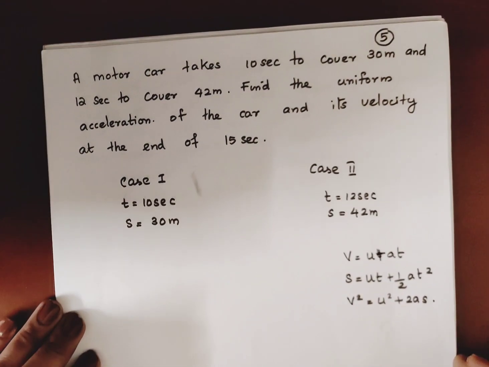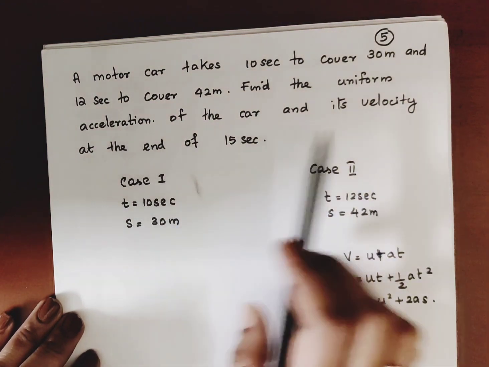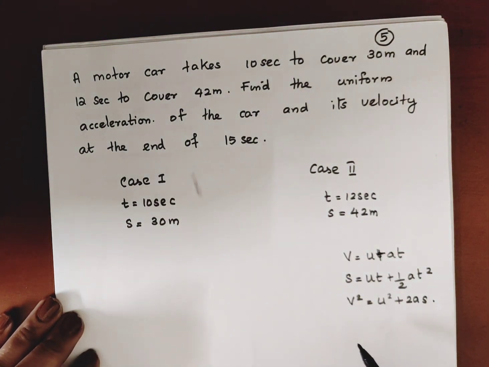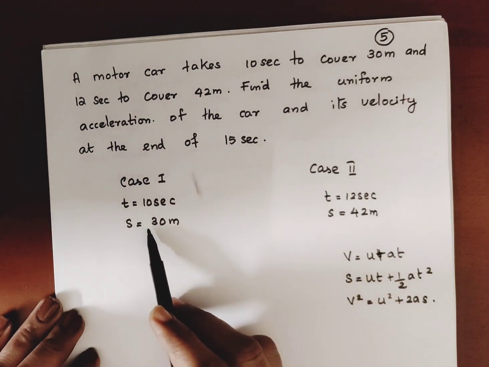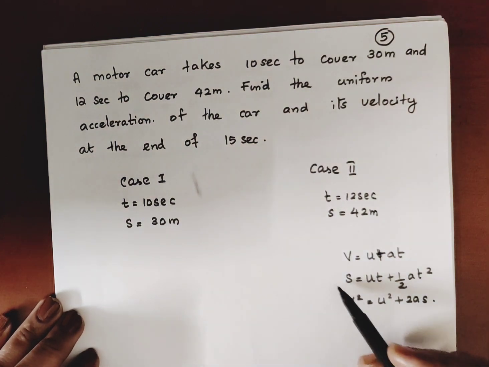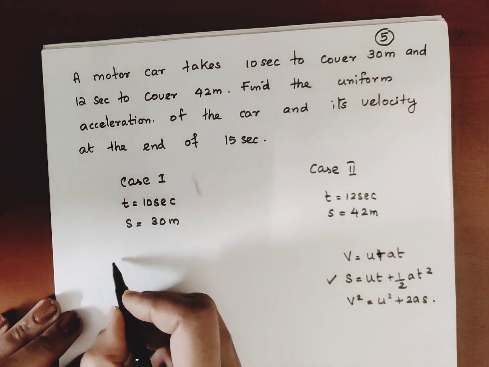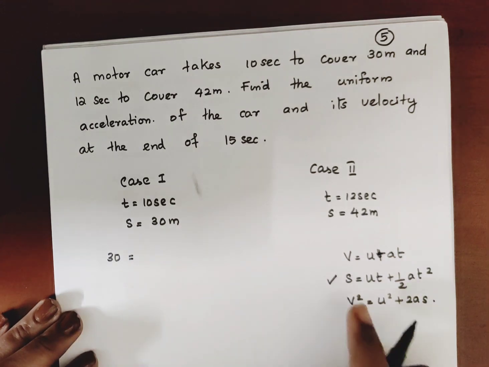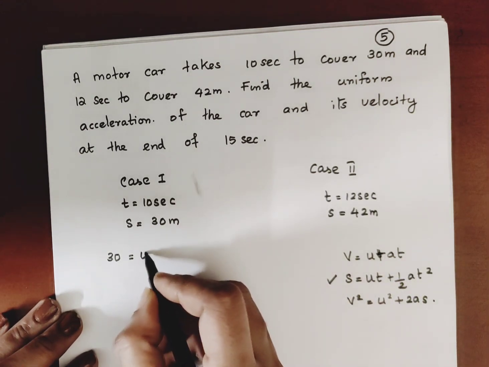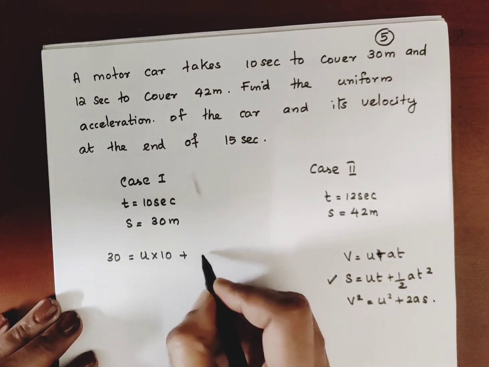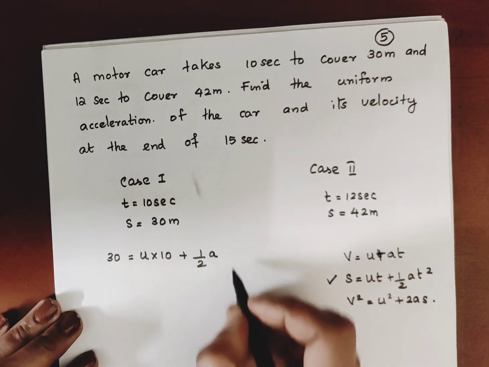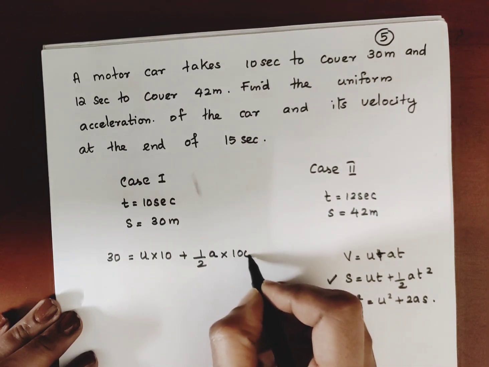So here in the question, you have to calculate uniform acceleration and then velocity. So first you have to calculate the uniform acceleration. So here displacement is given, time is given. So you can use the second equation of motion to calculate the acceleration. So in the first case, s is equal to 30, u is not given, u into 10 plus half into a is also not given, so 10 square, that is equal to 100.